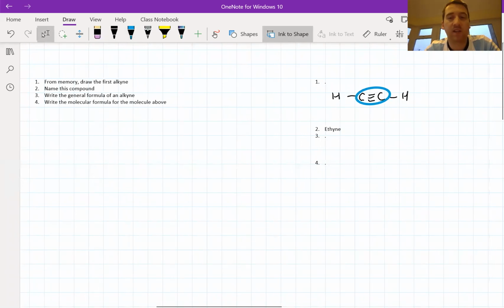Name this compound. This would be ethyne. Well done if you got that right. Write the general formula for an alkyne.